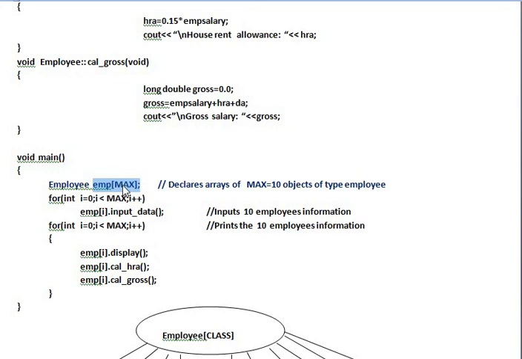Once the objects are created, using these objects I input the employee details, display the employee details, calculate the HRA and then display it, calculate the gross and then display it. So this program logic is modeled on a real world application where you get to input the information of 10 different employees and then display that information, followed by calculating and displaying the HRA and the gross amount.